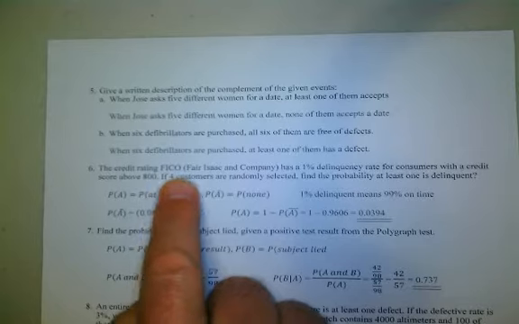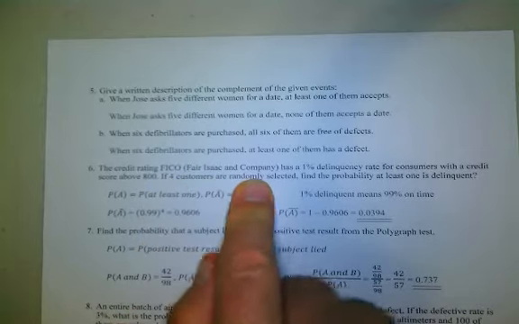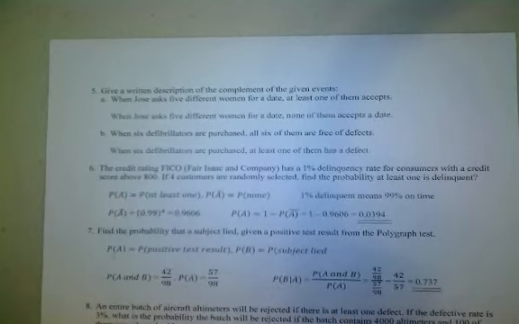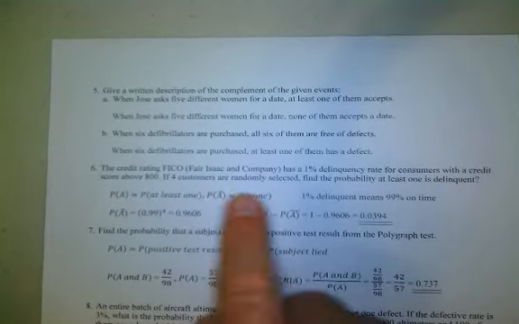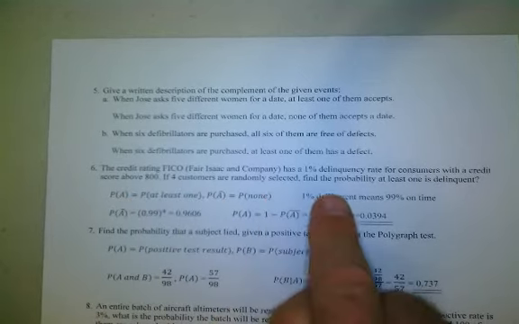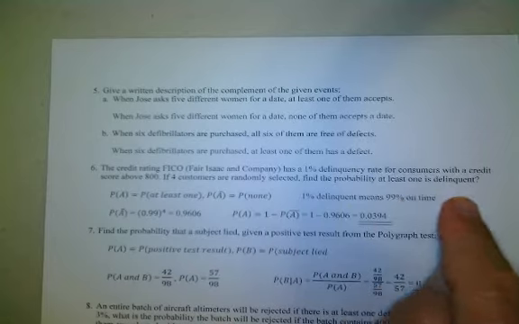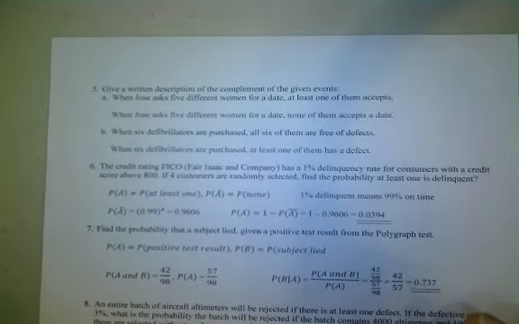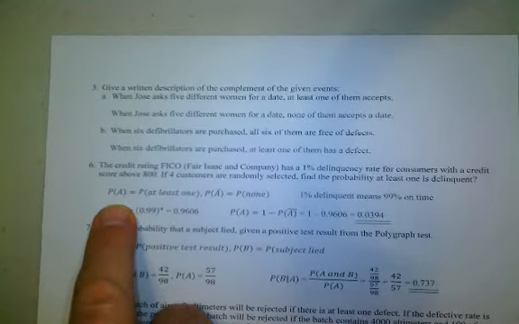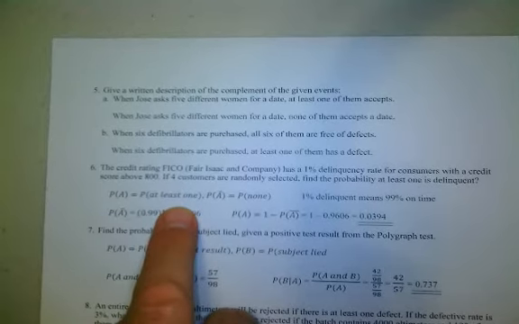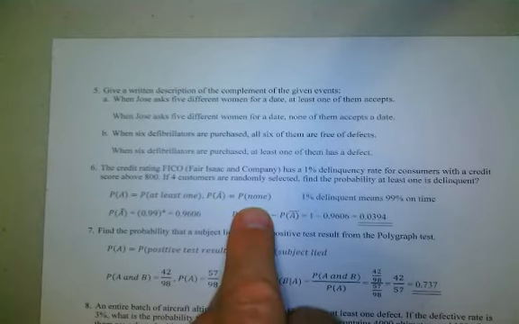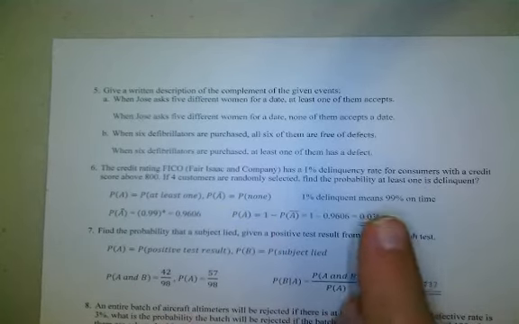The credit rating FICO, which stands for Fair Isaac and Company, has a 1% delinquency rate for consumers with a credit above 800. If 4 customers are randomly selected, find the probability at least one is delinquent. So we're going to look at that none case again. If we say that the probability of A is the probability of at least one, then the probability of not A is the probability of none.